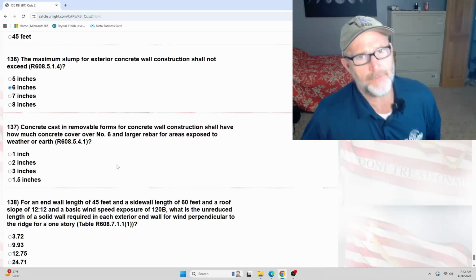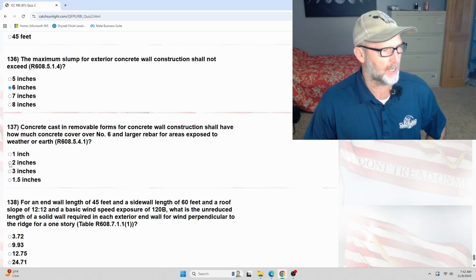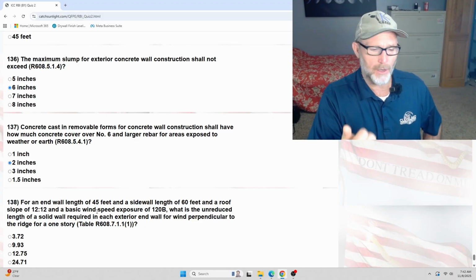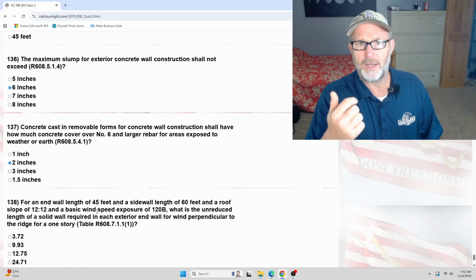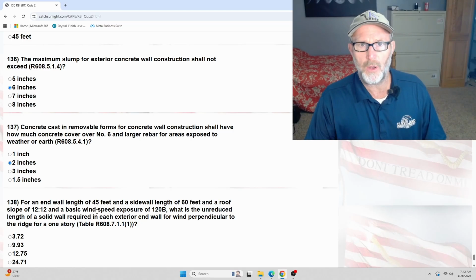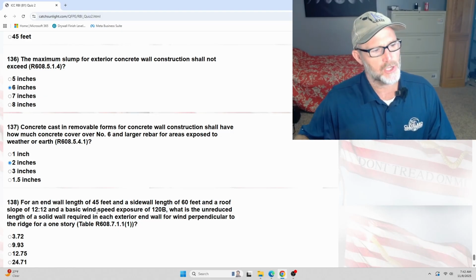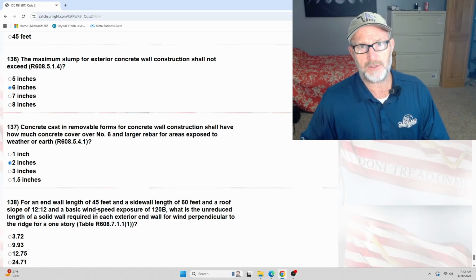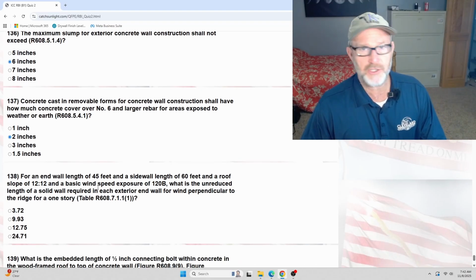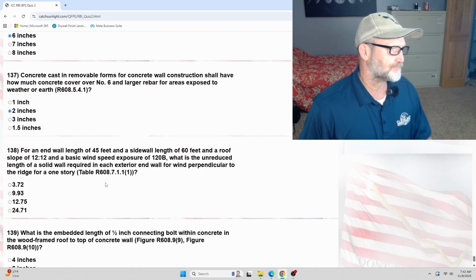Okay? So keep that in mind that there's a difference here. And there's several factors. One's the size of your rebar. One's whether it's exposed to weather. One's if it's exposed or laid right against like a dirt form type thing. So there's a lot of variables that run into this. So you have to look at those details very carefully when you're reading that question on your ICC exam.